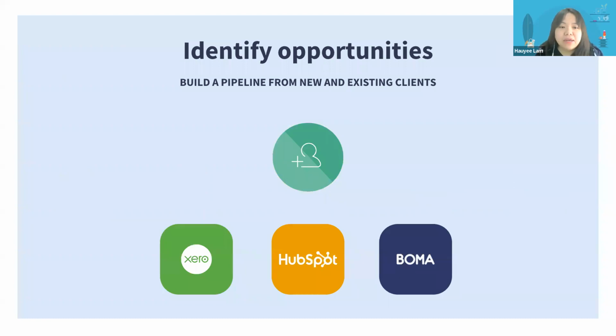The first category is to identify opportunities, which is where you build a sales pipeline for new and existing clients. When tracking leads and conversion rate, ask yourself, are the services that you're offering priced appropriately? Have you got the right number of leads? Sometimes there might be too many leads or not enough leads. And are you recognizing your opportunity to generate more revenue?